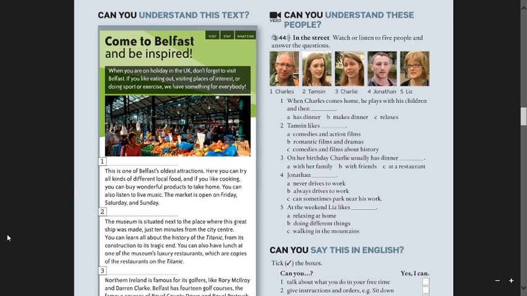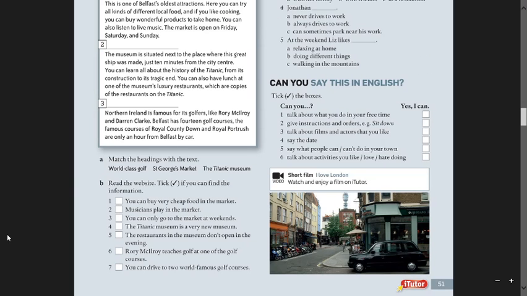Then in the following activity, you have to listen to these 5 people and answer the questions about them, okay? So that is listening comprehension. Listen and answer the questions. For example, when Charles comes home, he plays with his children and then, okay, he has dinner, he makes dinner, or he relaxes, okay? That is listening comprehension. And then you have to tick in the last activity if you can do these activities or not.